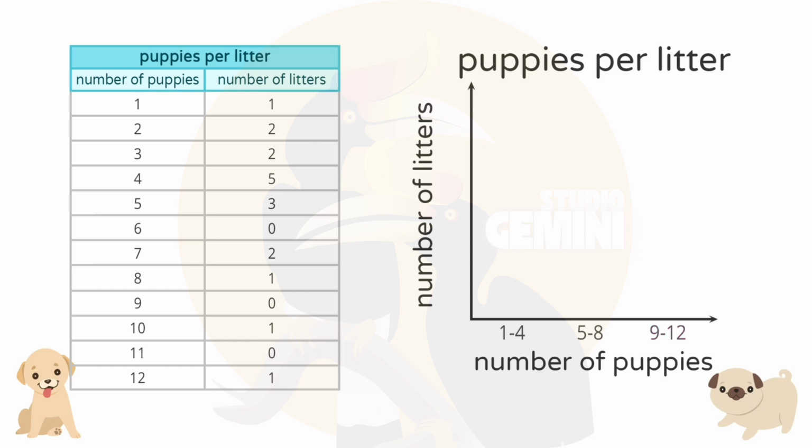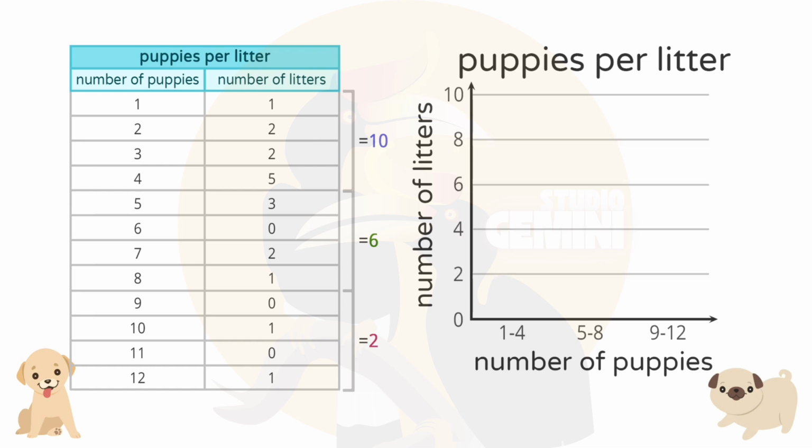Now let's count up the number of values in each bin and label the y-axis with an appropriate scale. The first 4 rows of our table fit into the first bin. So we have 1 plus 2 plus 2 plus 5, which equals 10. The next 4 rows, we have 3 plus 0 plus 2 plus 1, which equals 6. And lastly, we have 0 plus 1 plus 0 plus 1, which equals 2. Our biggest bin has 10 values, so let's mark that at the top of the y-axis. And how about label every 2? 2, 6, and 10 are all even numbers after all.